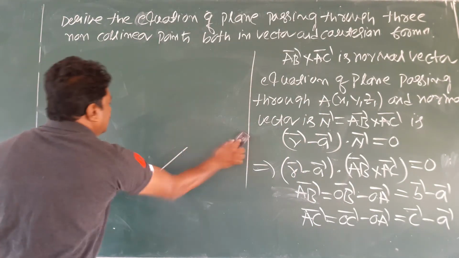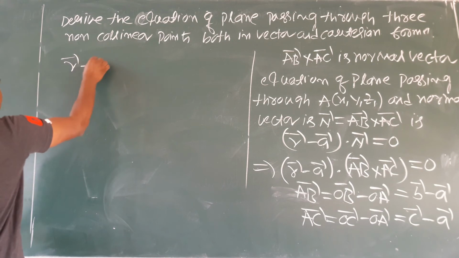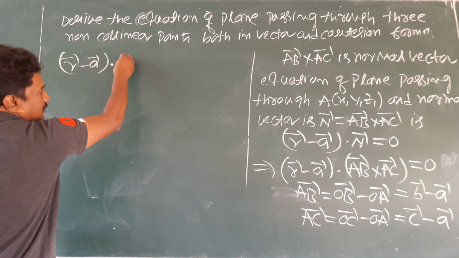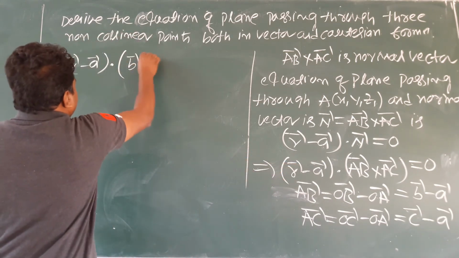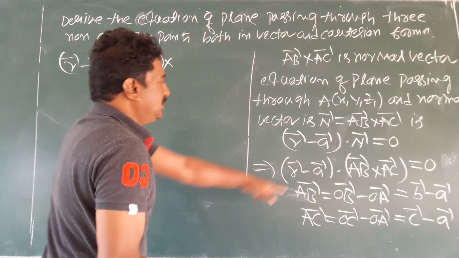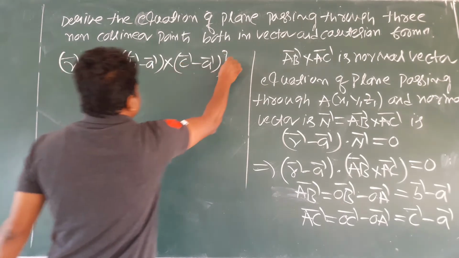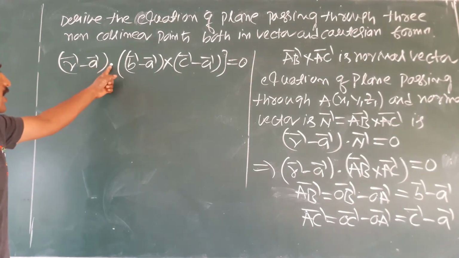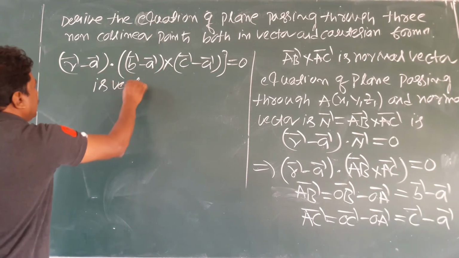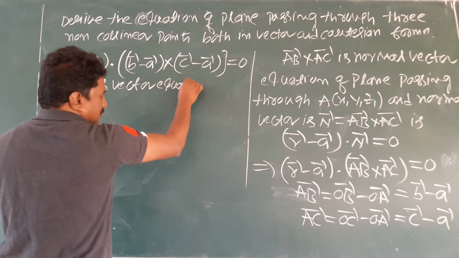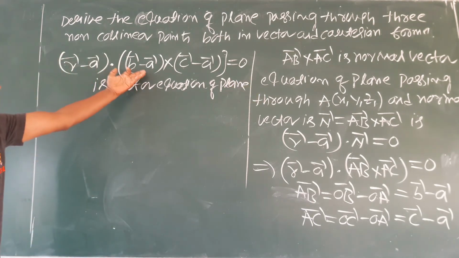Now tell me students, what is the vector equation of plane? (R minus A) dot (B minus A) cross (C minus A) is equal to 0. R minus A dot B minus A cross C minus A is the vector equation of plane. This equation represents the vector equation of plane.